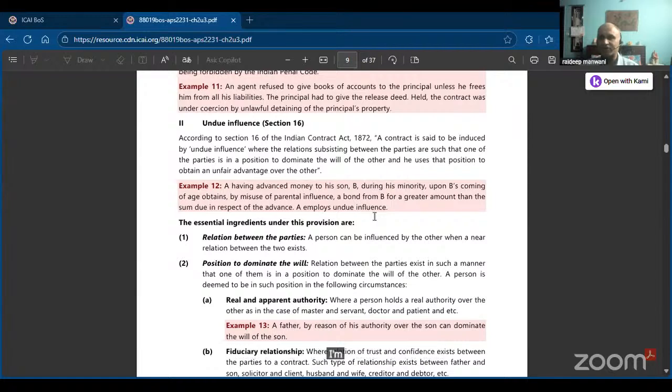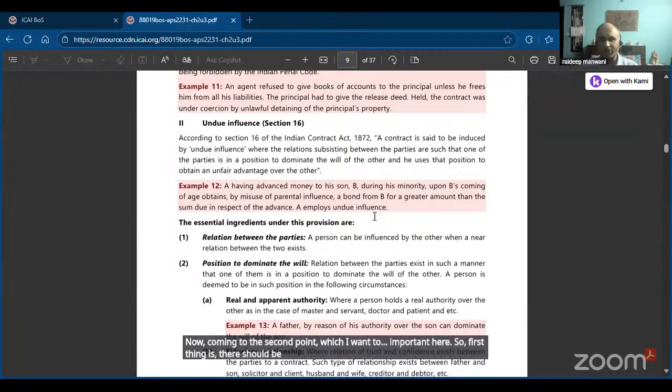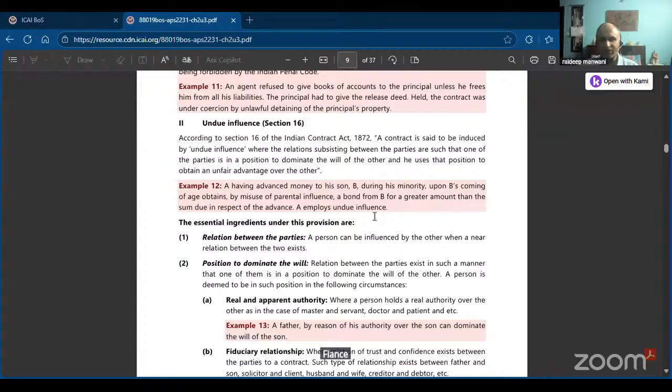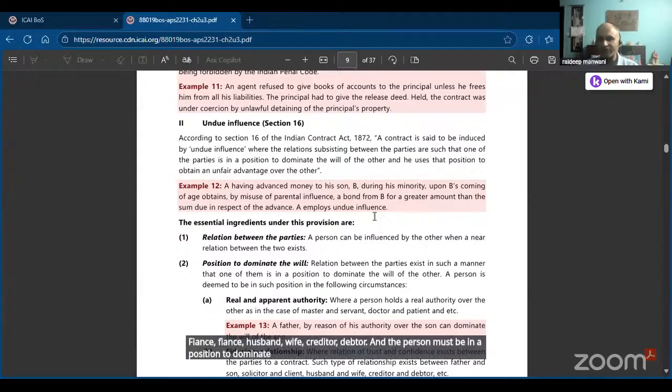Undue influence. Not physical coercion, it is moral coercion. Now coming to the second point, which I want to emphasize here. So first thing is there should be a relationship between the parties. The relationship can be brother, sister, father, son, fiance, fiancée, husband, wife, creditor, debtor. And the person must be in a position to dominate the will of the other person.